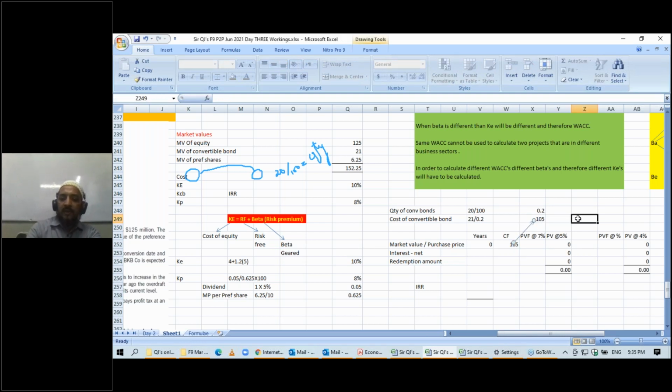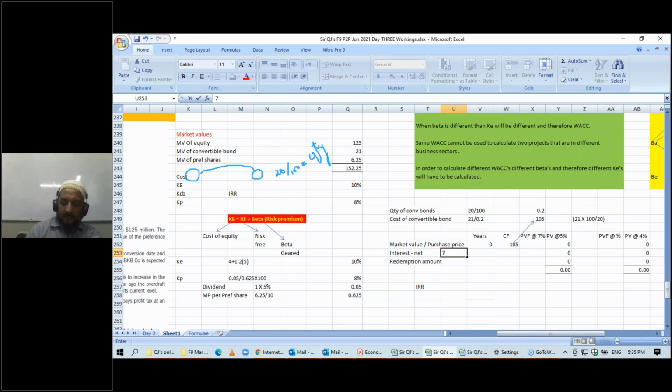So you could have done this directly as well in this way: 21 multiplied by 100 divided by 20. Okay, so this is the purchase price. This will be taken in minus. This will be the payment amount to buy this, and then the interest on this is 7.